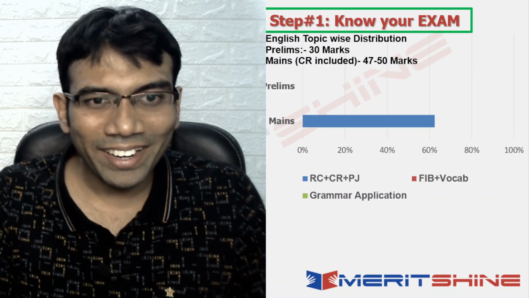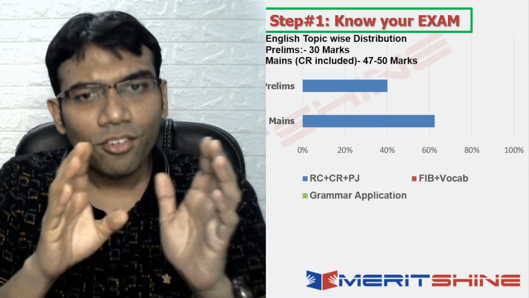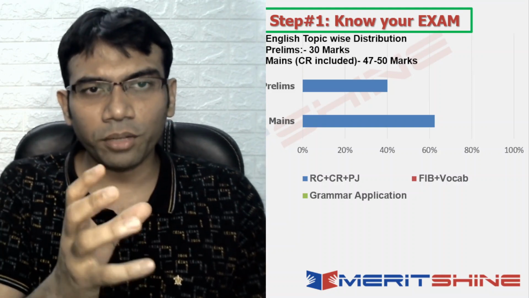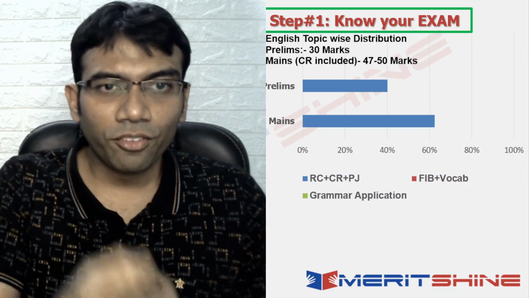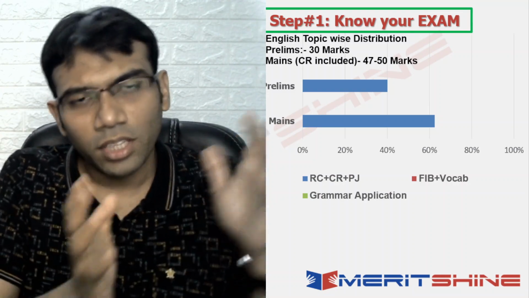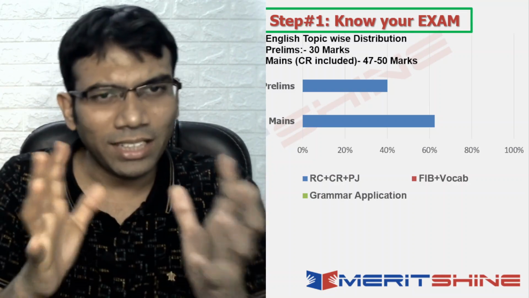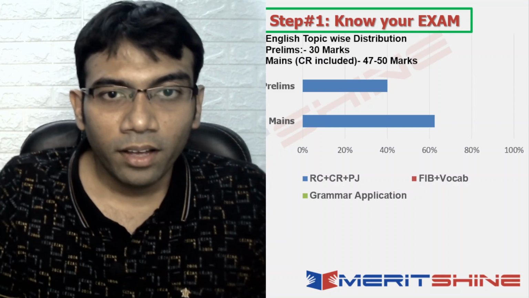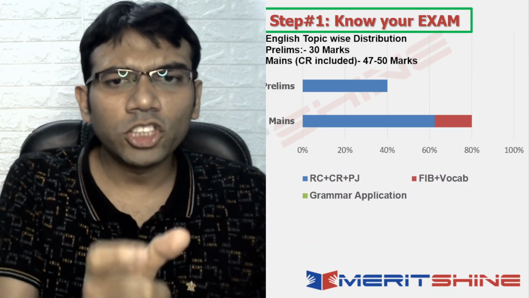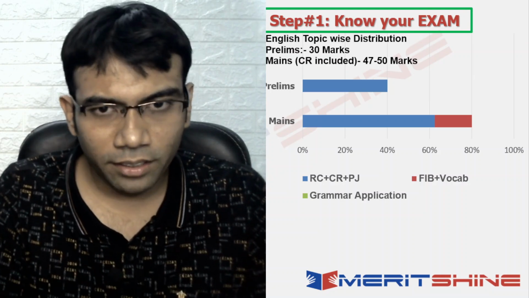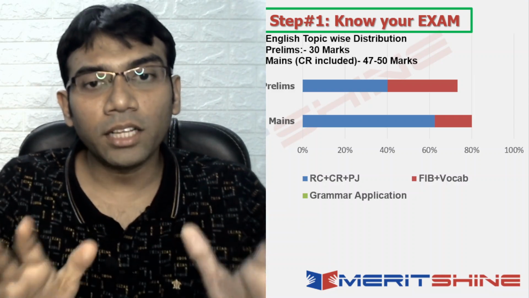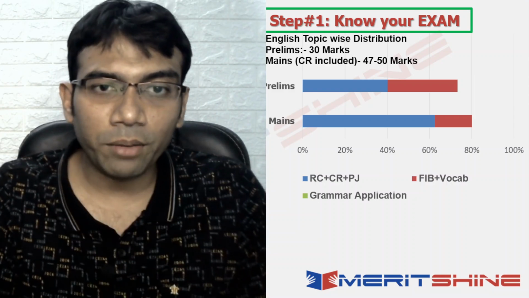blue area, right? And in prelims, it is 40% of those 30 marks. That 40% can be 45% some year, or as high as 50% some year, or as low as 35% some year, but more or less it is this. Then next is the FIB plus vocab. If you see in mains, FIB vocab consists of hardly 15 to 20%, right? Whereas in prelims, it is huge. More than 30% is FIB and vocabulary.